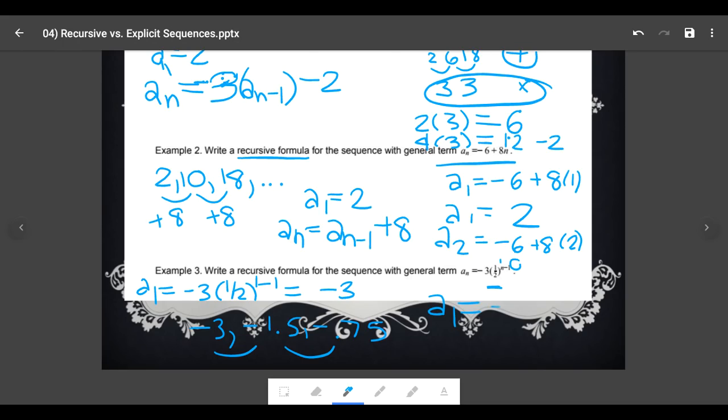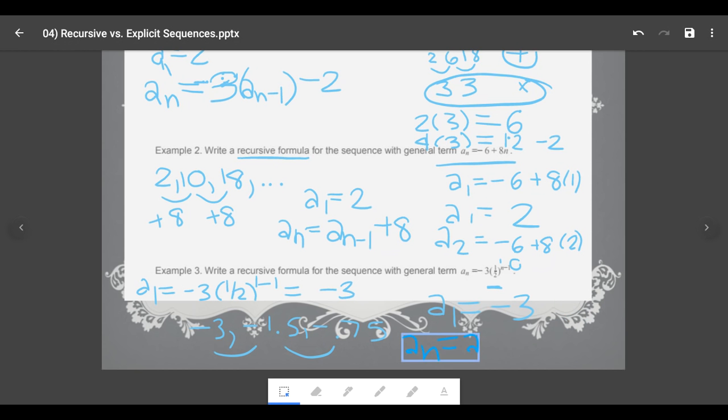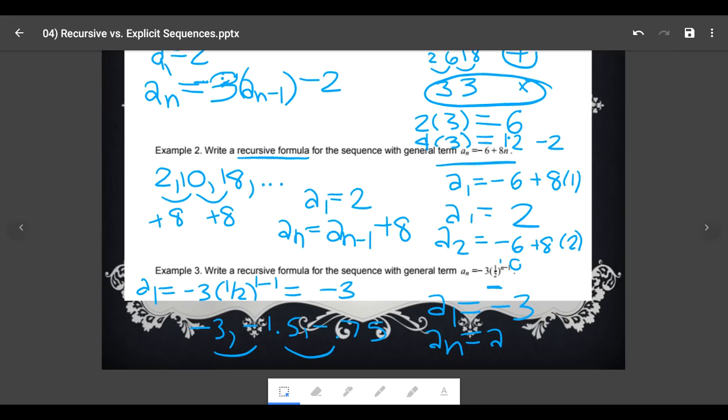So my a_1 is -3. And to find the next term, a_n, I go to the term that came before it. I'm going to scooch that over because it went out of the window. I go to my a_n, and I go to the term that came before it, which remember we call a_(n-1), and I'm going to multiply it by the common ratio, which here was 1/2. And that's our generic way to be able to define this recursively.